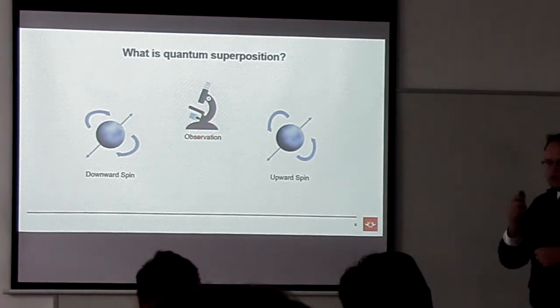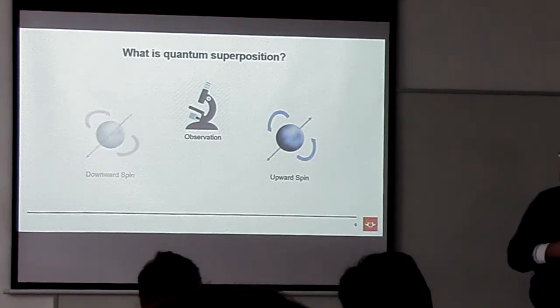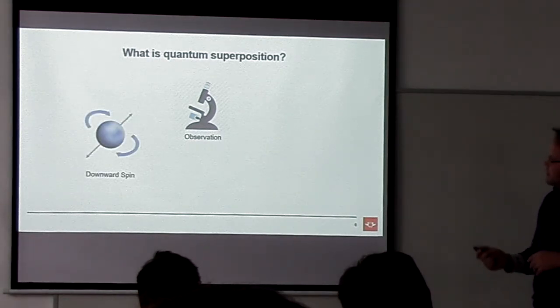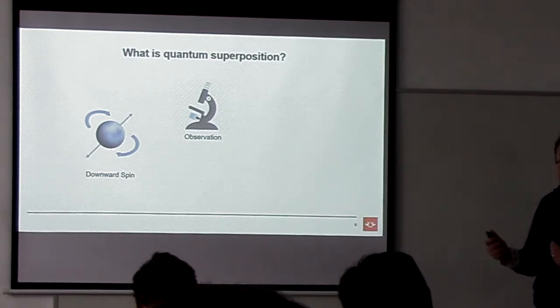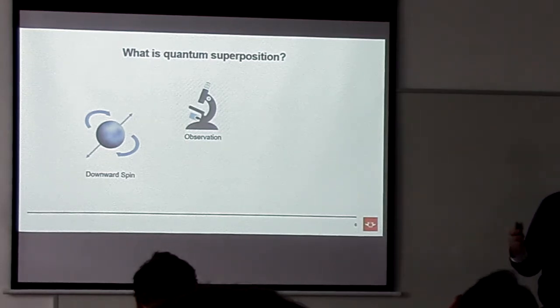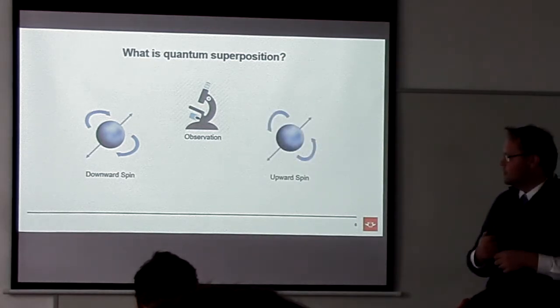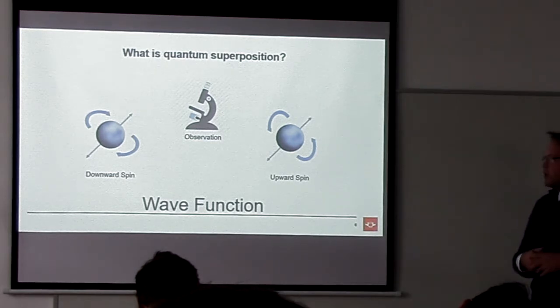But as soon as we do make an observation, so we want to determine in which direction this electron is spinning, it collapses to a single measurable state. So it will either spin upwards or it will spin downwards. So when we observe, it collapses. When we don't observe, it exists in all states simultaneously. And the act of observing is called a wave function. So we'll get to how that actually incorporates into the architecture in a little while.